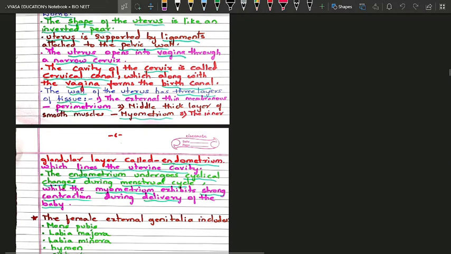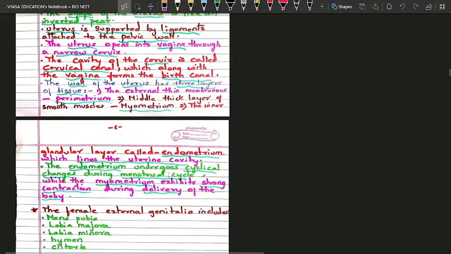Endometrium helps in many things. The endometrium undergoes cyclic changes during the menstrual cycle. Endometrium is shed in the menstrual cycle. Endometrium has a major role in pregnancy, during childbirth, and in the menstrual cycle.